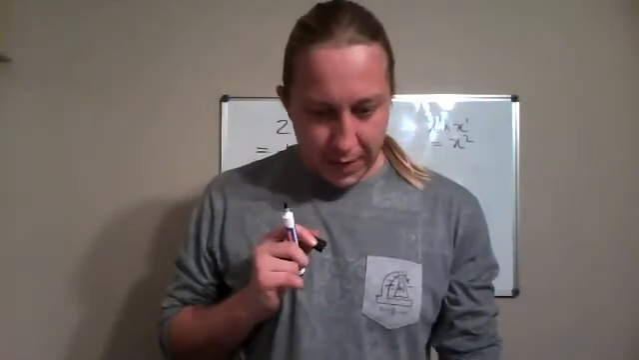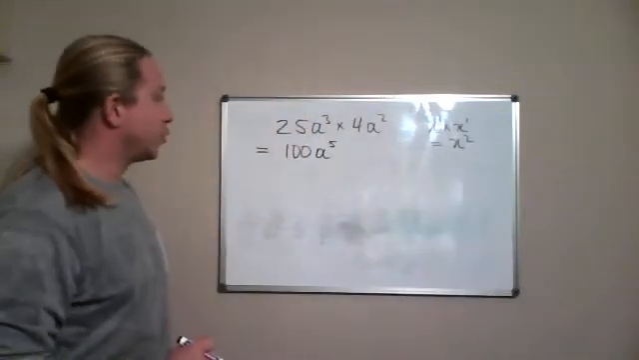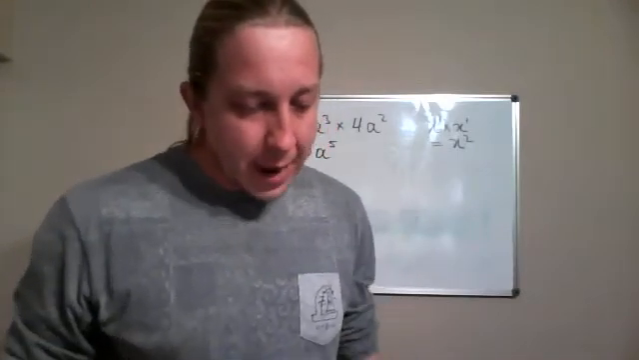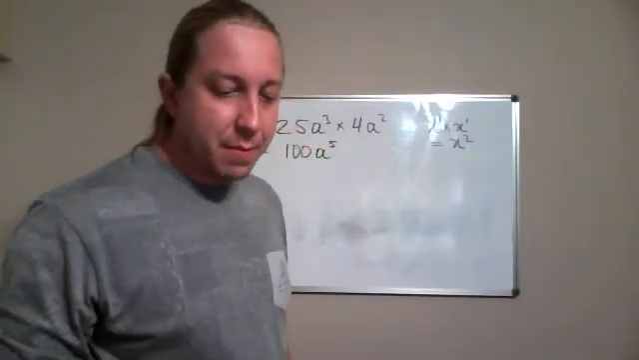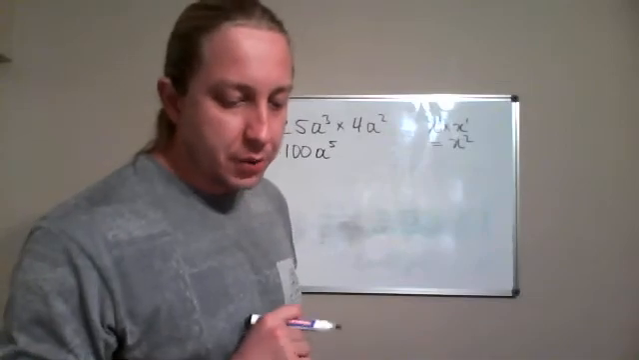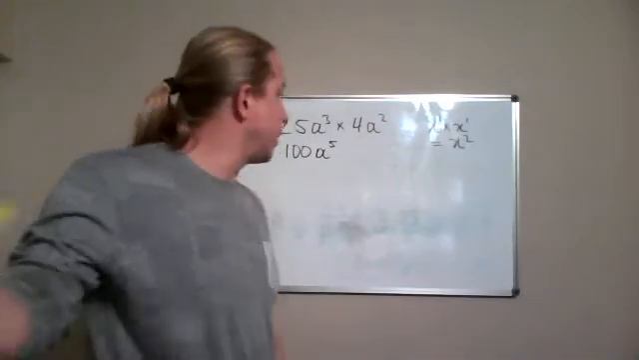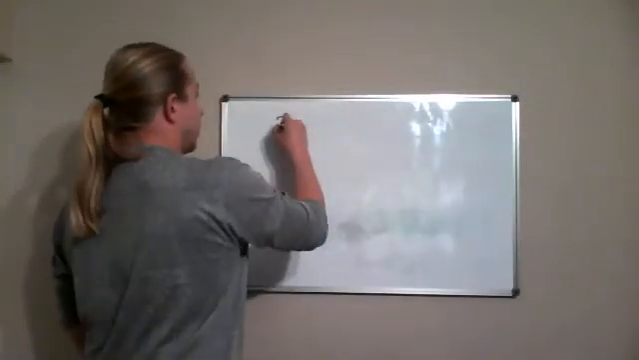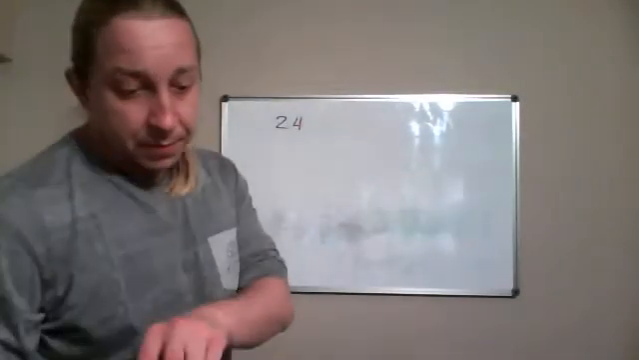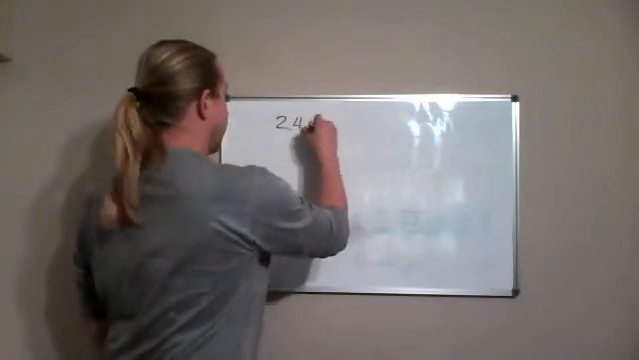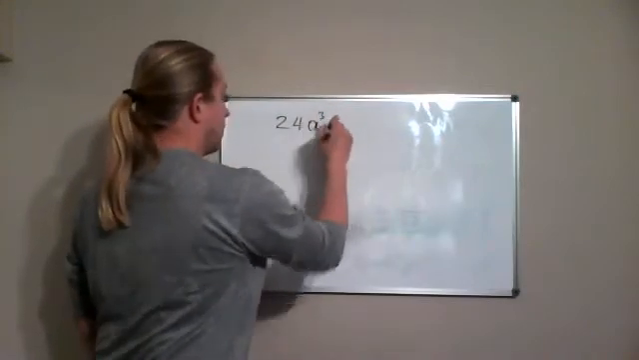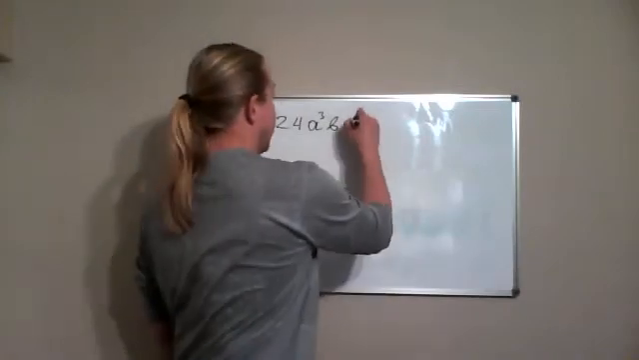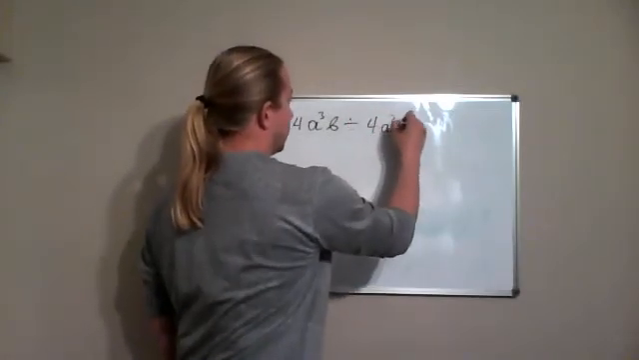We've done that, so there's nothing more to do here. Let's look at part B. It says 24a cubed b divided by 4a squared b.